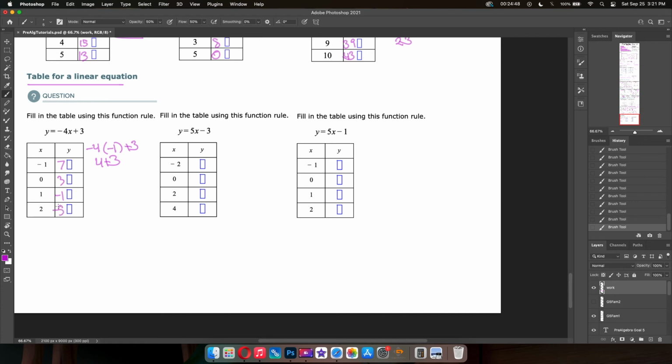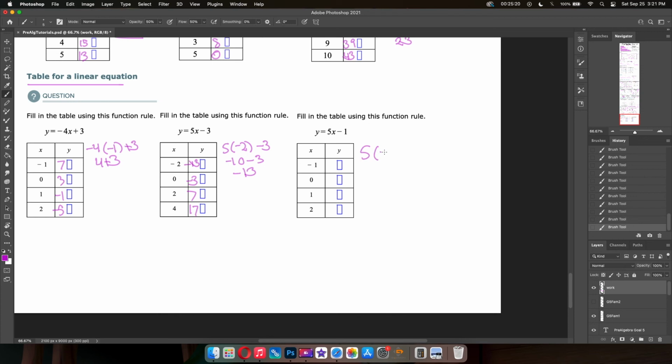Now we do it again. 5 times -2 minus 3. 5 times negative 2 is negative 10 minus 3. Negative 10 minus 3, same sign, so you add, that's negative 13. There's my first number. And now we speed run it with our mental math. 0 times 5 is 0, 0 minus 3 is negative 3, 2 times 5 is 10, 10 minus 3 is 7, 4 times 5 is 20, 20 minus 3 is 17. Not so bad.